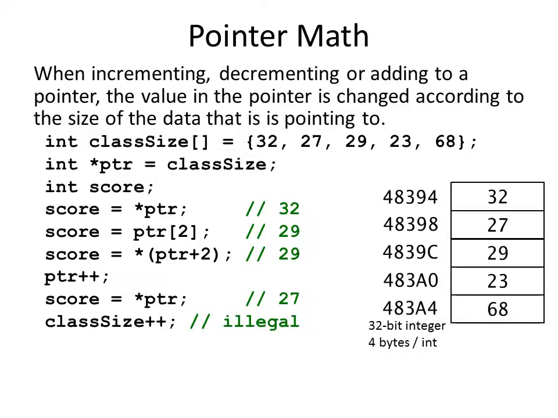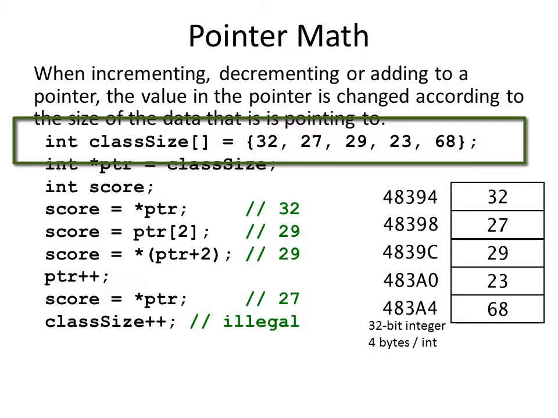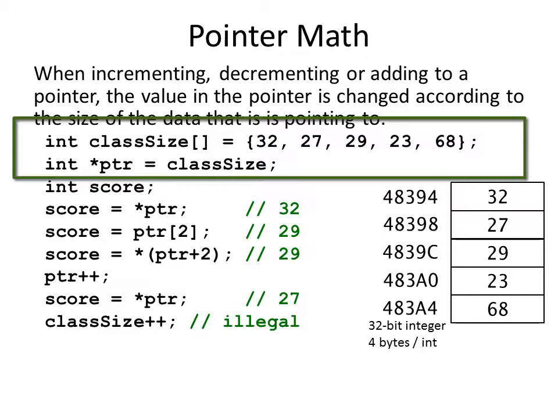Here's a little bit of information on pointer math. Starting off again with declaring my array, int star class size equals, and here's all the elements in the array. I'm creating a second pointer here that's going to point to integers. I just call it PTR. So int star PTR creates the pointer equals class size. I don't need the ampersand here because the name of the array is the address of the array.